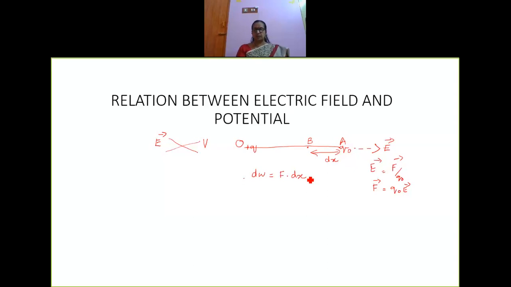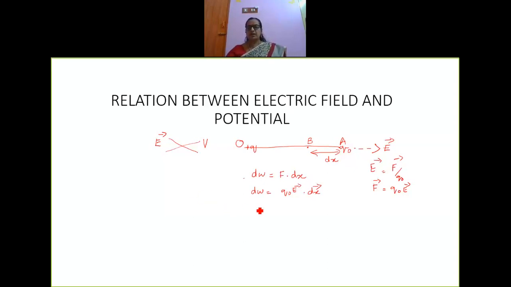So I am doing a work against the electric force to move the charge from A to B, which is separated by a small distance dx. Now I am going to substitute the value of dW. What is F? I already have the value of F as Q naught E, which is the force experienced by the charge, into dx vector. Electric potential is a scalar, so work done is also a scalar.